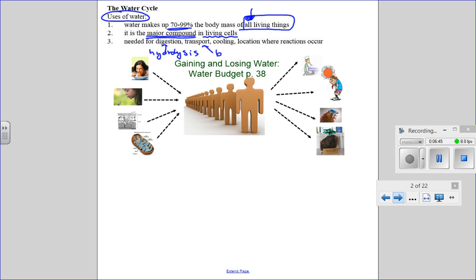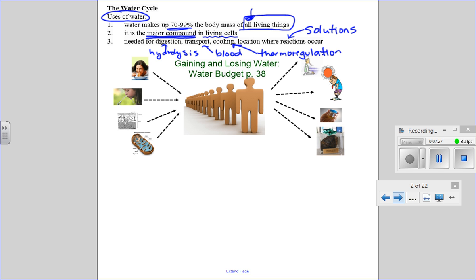Water is required for transport. Don't forget, your blood is more than half water, and water is used to dissolve things and transport things around, like oxygen, like glucose. Water is used for cooling. Think about thermoregulation. Again, based on your blood, water can help modify the temperature of your body, making you hotter or colder. Water is also the place where a lot of reactions occur, and by that we're talking about solutions. Lots of chemical reactions will only occur if the compounds that are part of the reaction are dissolved in a solution.